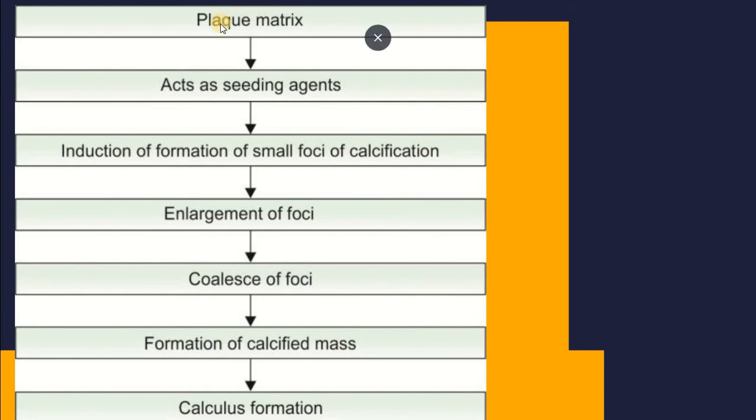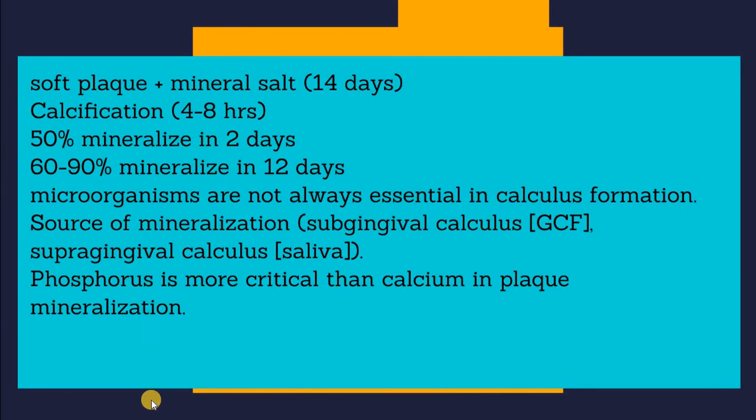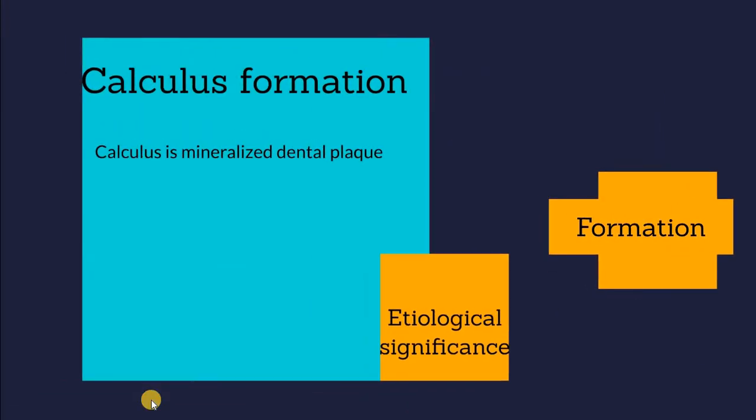So we have plaque matrix, which acts as a seeding agent, and there will be an induction of formation of small foci of calcification inside the plaque, and these foci will enlarge and adhere to one another. Then it will form a calcified mass. Then it will be more organized in the form of calculus. So this is regarding the formation of the calculus.